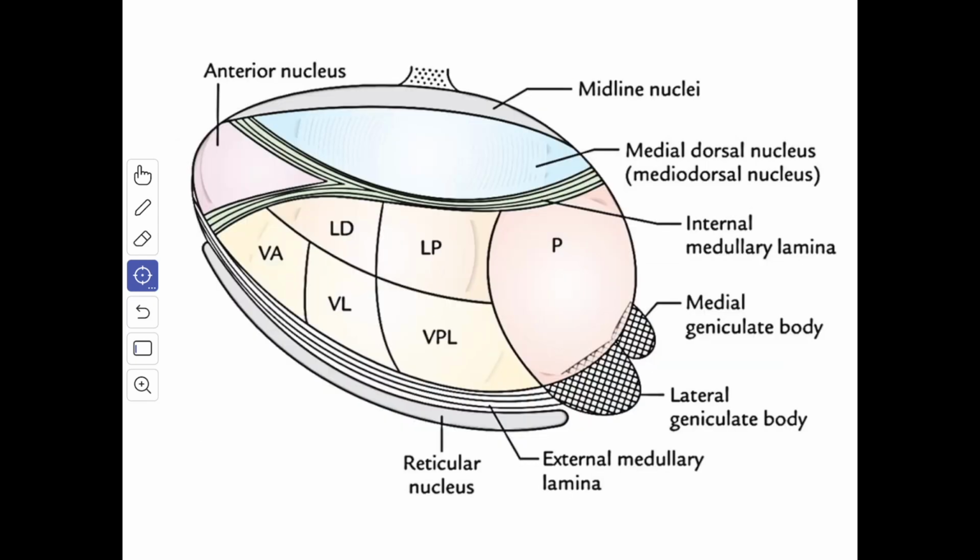Next we'll see the internal structure. The thalamus consists mainly of grey matter and only a small amount of white matter. When you see the white matter, the lateral surface of the thalamus is covered by a thin layer of white matter called the external medullary lamina. And on the superior surface, you have a similar layer of white matter called the stratum zonale.